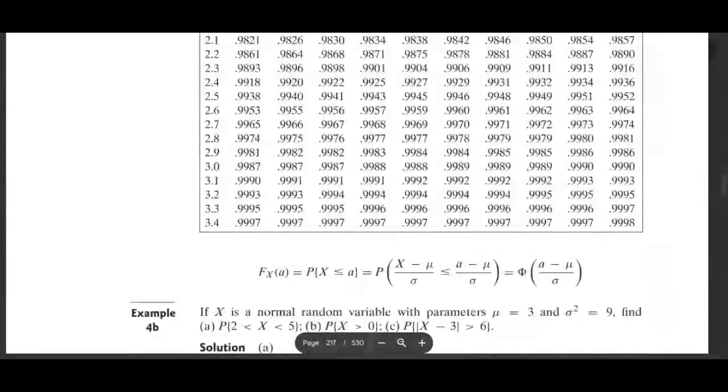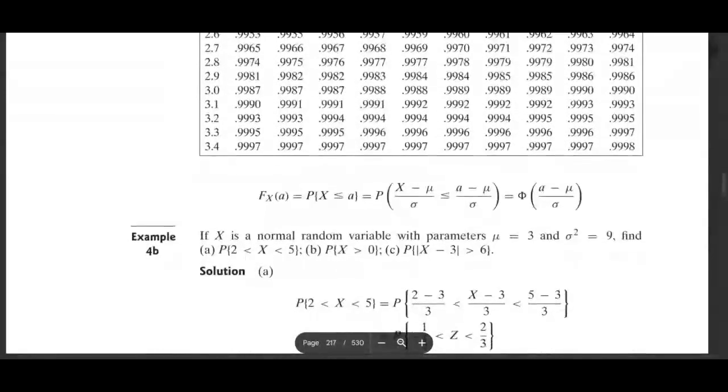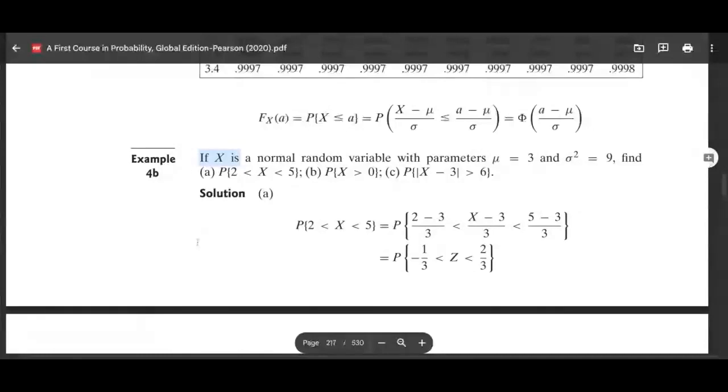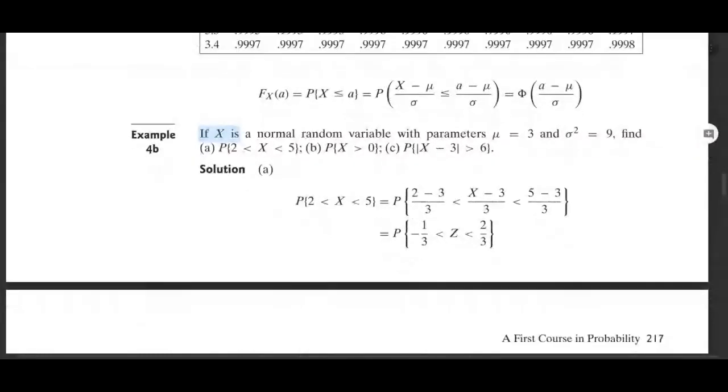Sometimes we need to use the chart to find the values, to find the probabilities. Let's see this example. X is a normal random variable with mu equals 3, sigma squared equals 9. We want to find the probability X is in between 2 and 5, the probability X is greater than 0, and the probability of the absolute value of X minus 3 greater than 6.